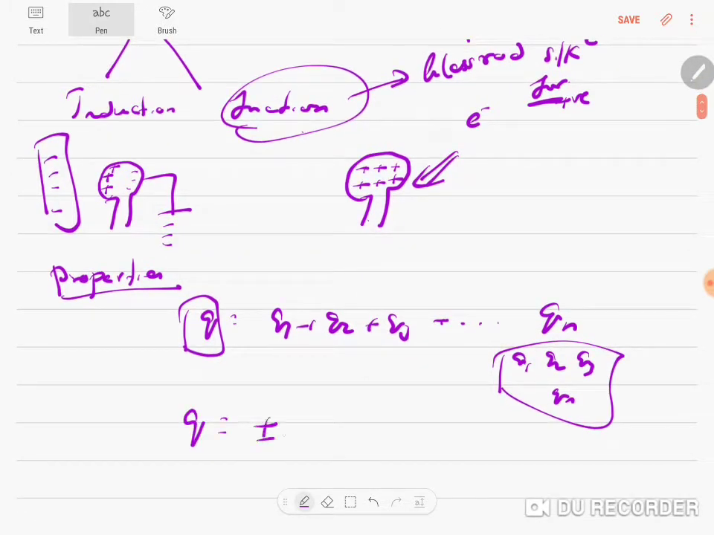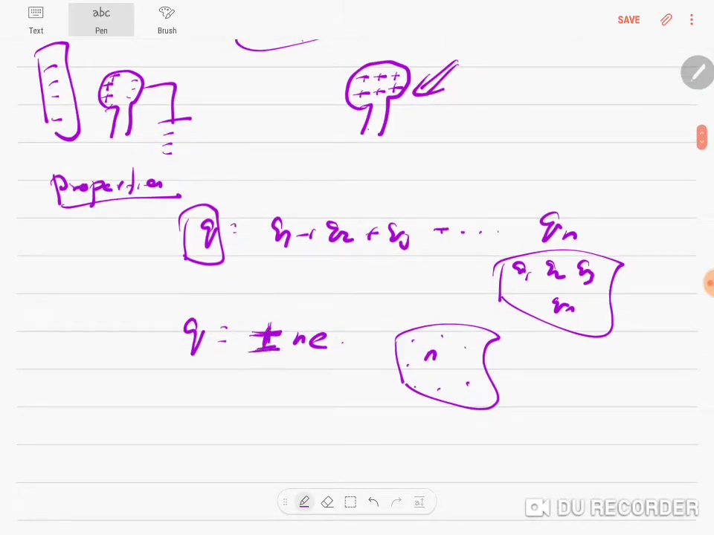Quantization of charge is Q is equal to plus or minus n into e, where a body consists of n number of charge particles, all of them of a uniform charge. You can just say Q is equal to plus or minus n into e. The plus or minus indicates that the charge may be an electron or a positron, and the value of e will be 1.6 × 10 to the power minus 19 coulomb.